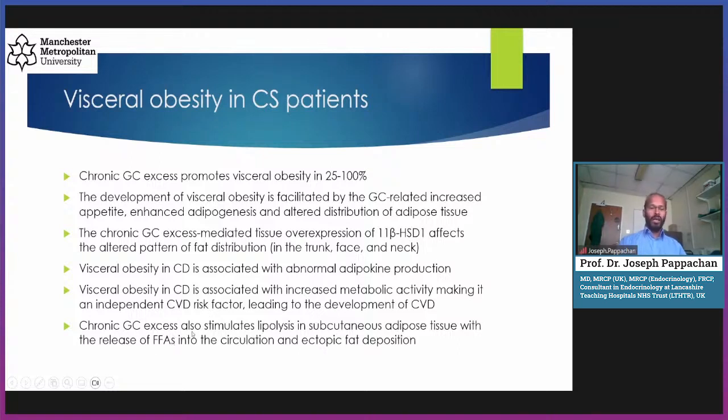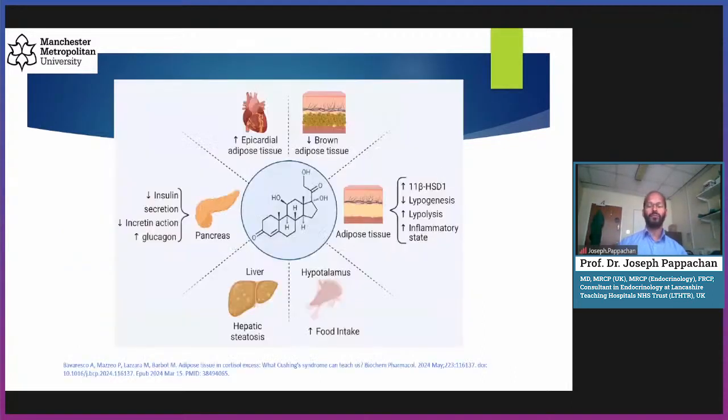Chronic glucocorticoid excess also stimulates lipolysis, mobilization of the subcutaneous fat tissue, and increased ectopic fat distribution in the form of buffalo hump, abdominal adiposity, and central obesity. This is a schematic representation of the adipocyte biology in Cushing syndrome with the steroid excess. You can see there is reduced brown adipose tissue, which is calorigenic, metabolically active, and metabolically healthy, whereas you have abnormal lipid accumulation in different tissues, increase in the activity of 11-beta HSD1, reduced lipogenesis, increased lipolysis, and an inflammatory state. It also increases the food intake by hypothalamic stimulation.